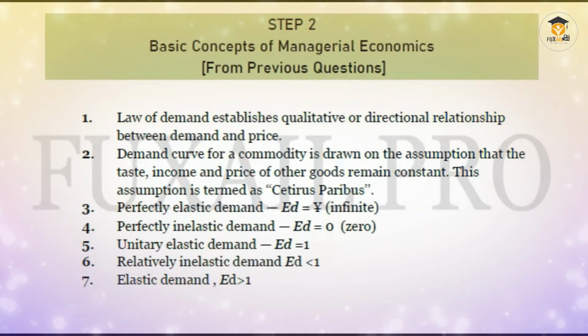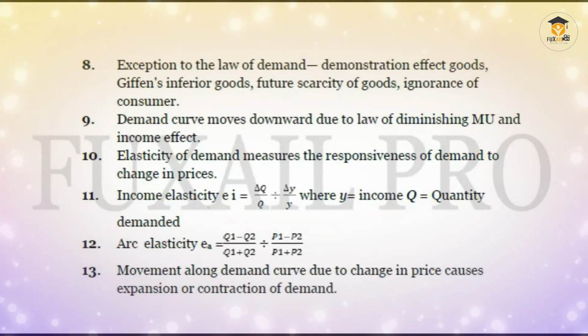3. Perfectly elastic demand: e equals infinity. 4. Perfectly inelastic demand: e equals 0. 5. Unitary elastic demand: e equals 1. 6. Relatively inelastic demand: e less than 1. 7. Elastic demand: e greater than 1. 8. Exceptions to the law of demand: demonstration effect goods, Giffen's inferior goods, future scarcity of goods, ignorance of consumer. 9. Demand curve moves downward due to law of diminishing marginal utility and income effect.